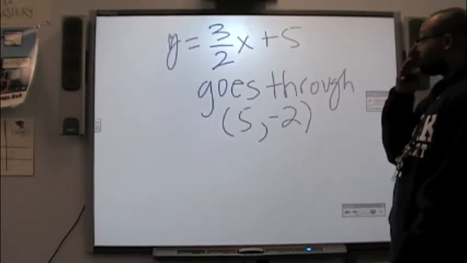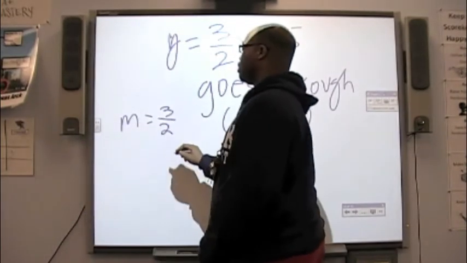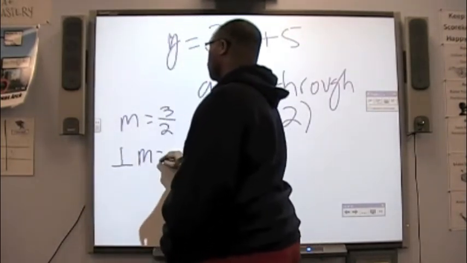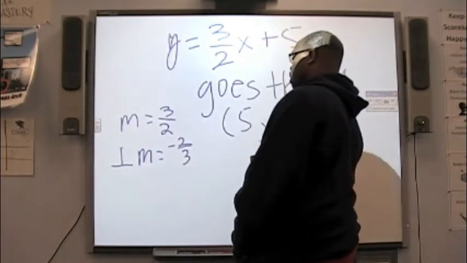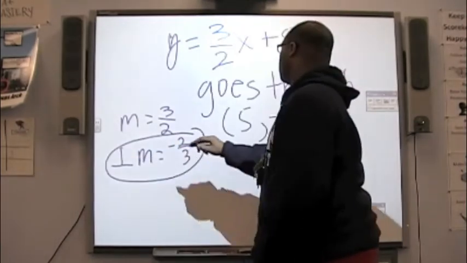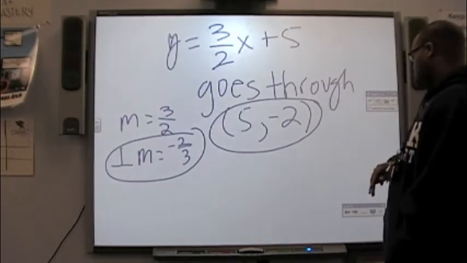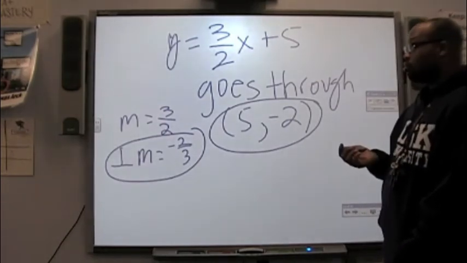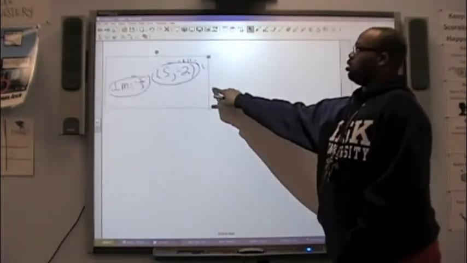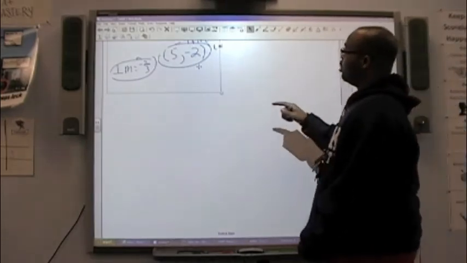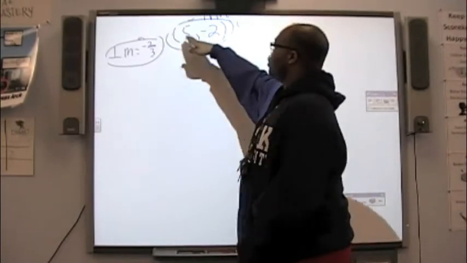Let's try a problem. Okay, they give us a slope, so I'm going to say my original slope is 3/2. So my perpendicular slope is going to be the reciprocal of that, 2/3, and then the opposite sign, a -2/3. So now I have my slope. They tell me what point it needs to go through. I'm going to take that information and make a line. Alright, so I'm going to move this over here. And so I have my perpendicular slope and my point.